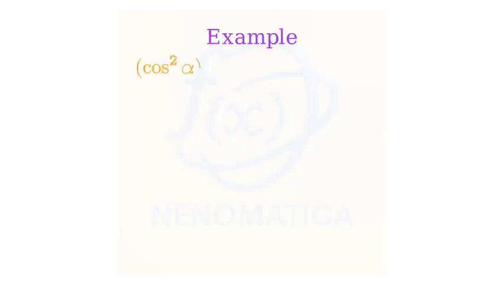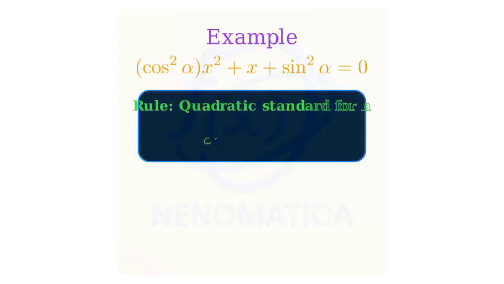Example. We will solve the quadratic equation (cosine squared alpha) x squared plus x plus sine squared alpha equals 0. We will follow the special rule for the case when b equals a plus c. Step 1. Identify the coefficients a, b, and c from the standard quadratic form ax squared plus bx plus c equals 0. Here, a is cosine squared alpha, b is 1, and c is sine squared alpha.